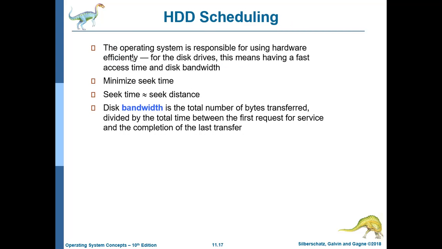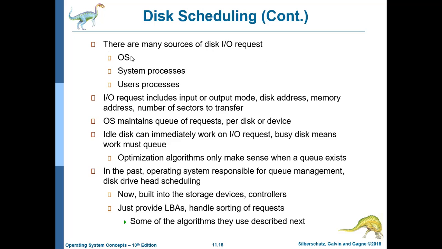Okay, next we have HDD scheduling. The operating system is responsible for using hardware efficiently for the disk drives. This means having a fast access time and disk bandwidth. For scheduling, we should minimize the seek time. Seek time is equivalent to seek distance. The definition of disk bandwidth is the total number of bytes transferred divided by the total time between the first request for service and the completion of the last transfer.